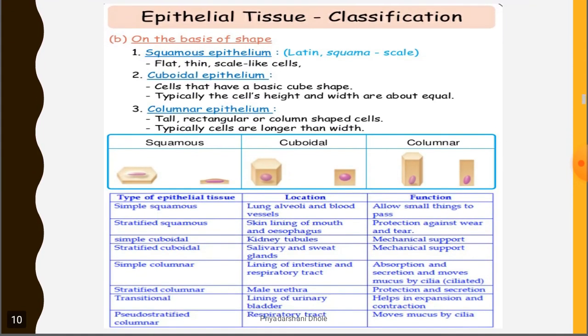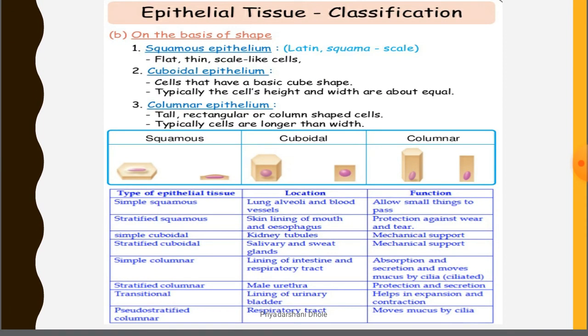Now, next, on the basis of shape. On the basis of shape, epithelial tissue is again divided into three types: squamous epithelium, cuboidal, and columnar. Squamous epithelium cells are like scales. They are flat, thin, scale-like cells. In cuboidal, you can see a diagram. They are cube-like cells that have a basic cube shape. Typically, the cell's height and width are about equal. And the third one is columnar. They are pillar-like or tall, rectangular or column-shaped cells. Typically, cells are longer than their width.